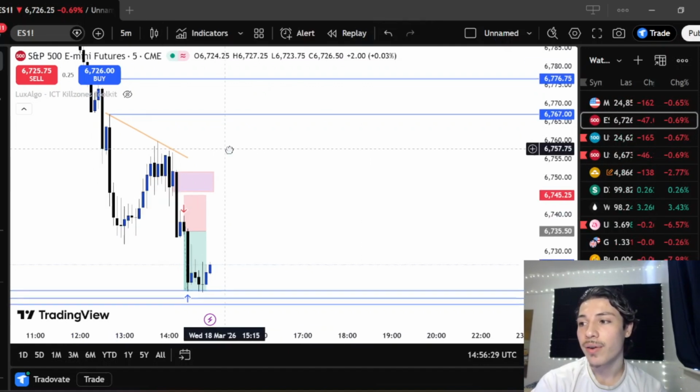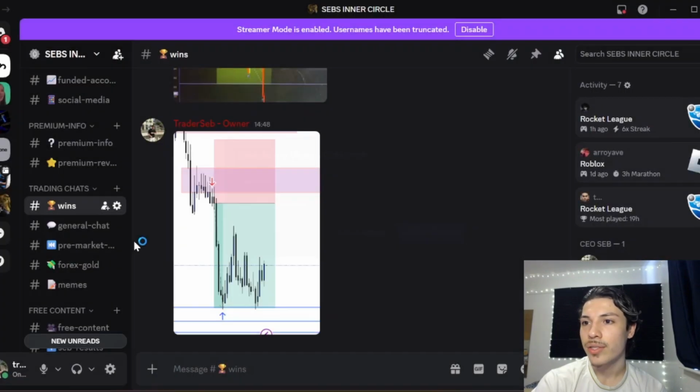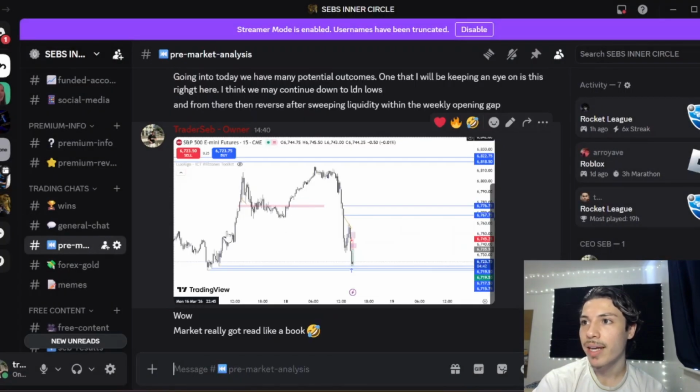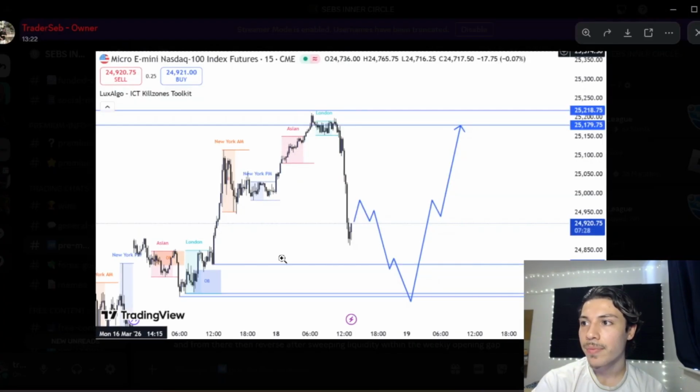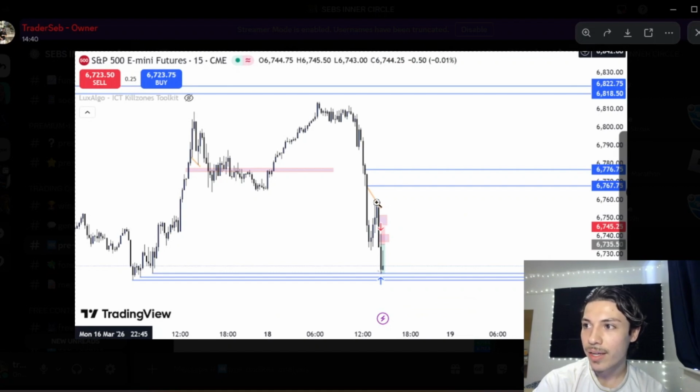I had marked this out even in pre-market. Like if I head over to my Discord now, just because why not? If you see my pre-market analysis section, I said this is what I thought was going to happen. I said we were going to tap into this 15-minute bearish fair value gap, which as you can see, we did tap into. Then I was like, we're going to reject down to London lows and towards that engineered liquidity. And that is exactly what happened. And you can see right here, tapped into it, got the bearish SMT, straight dump down to all these lows that we had marked out.